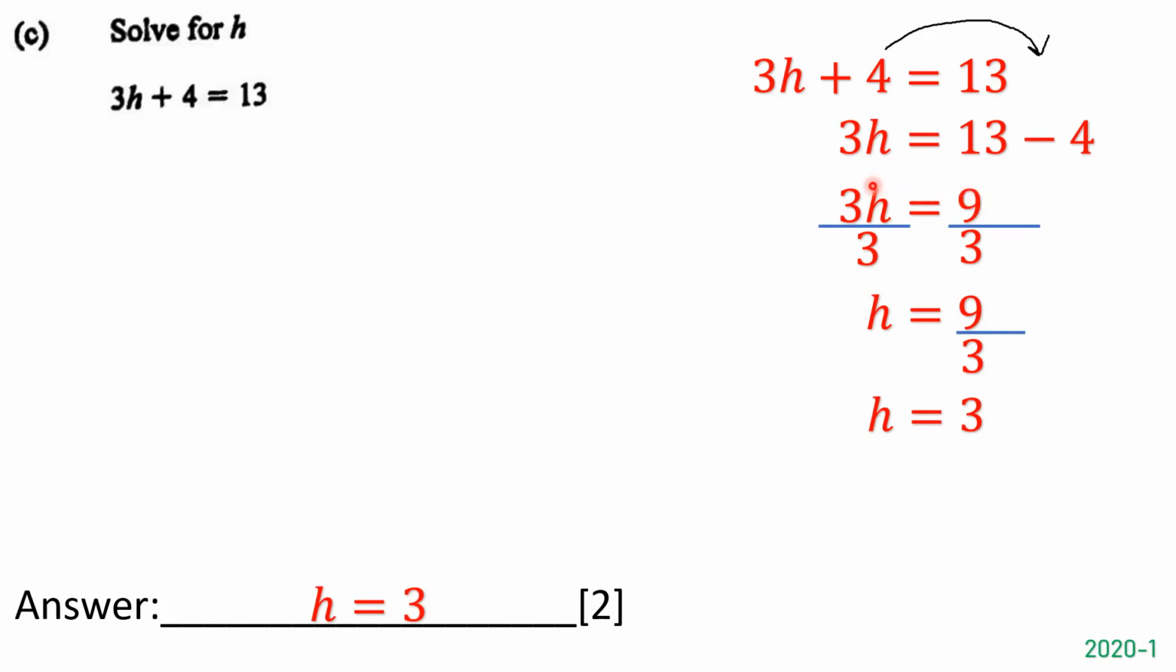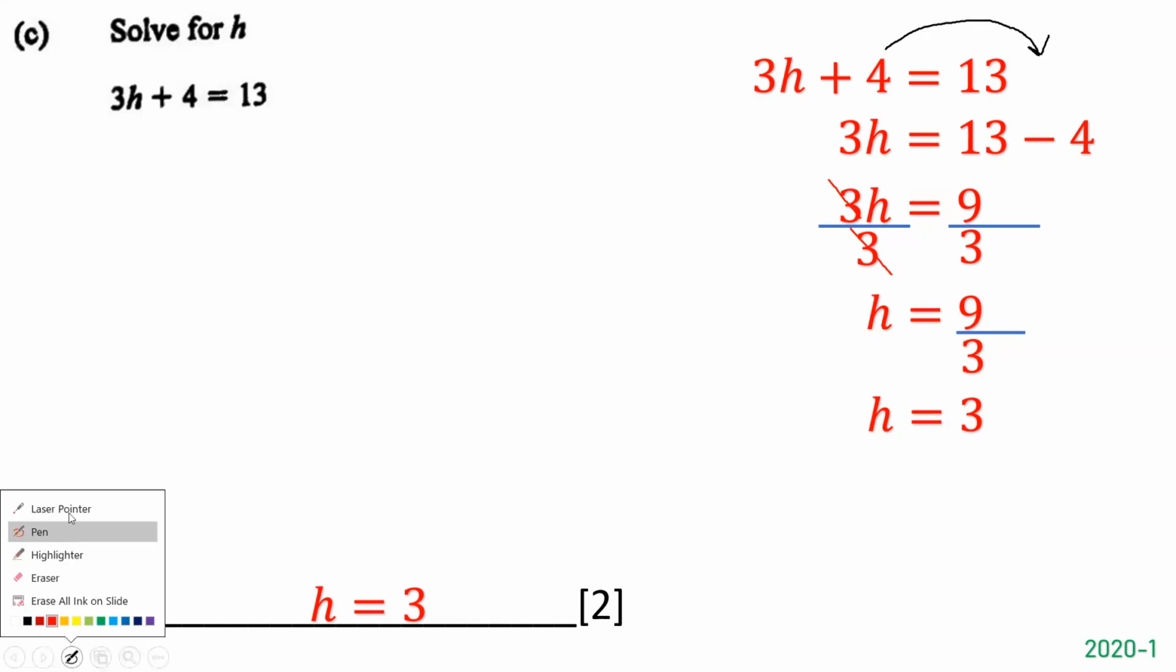And so what we're going to do here, we're going to divide both sides by 3. And if we divide both sides by 3, well, the 3s cancel each other. So we cancel out, and we're just left with h. h equals 9 over 3. And 9 divided by 3 is definitely 3, because 3 times 3 is 9. And so the answer is h is equal to 3.